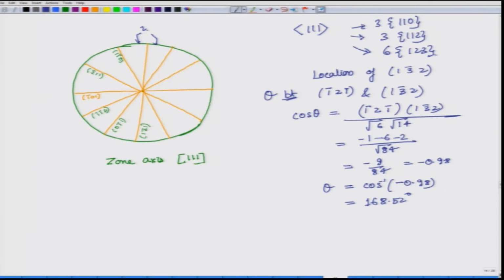Okay. So, now using this, what we will do is we will find the angle between bar 1 2 bar 1 and 0 1 bar 1. So, the 0 bar 1 bar 1 is the opposite or the negative of this. So, this direction is the one we are talking about.